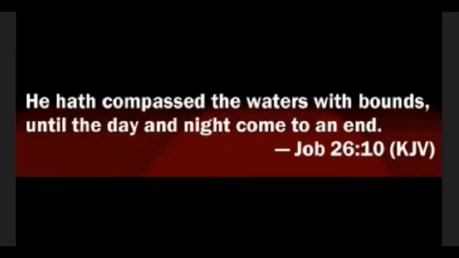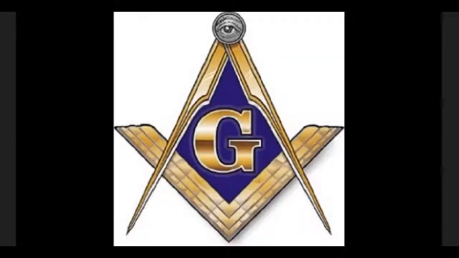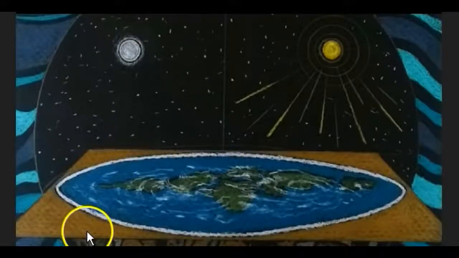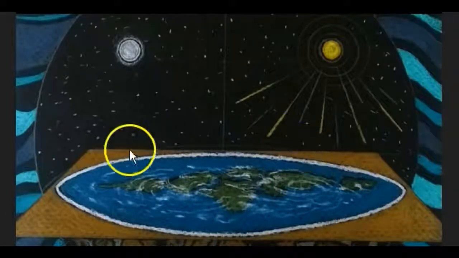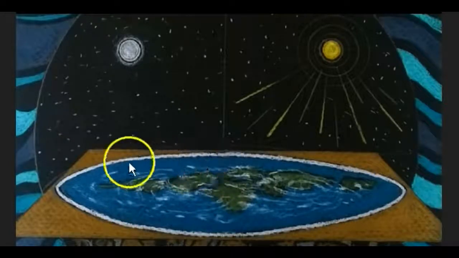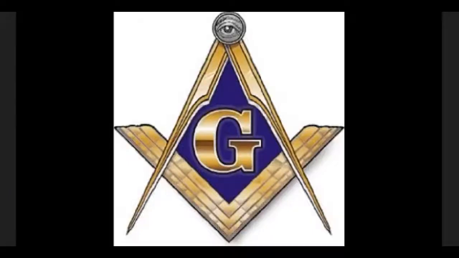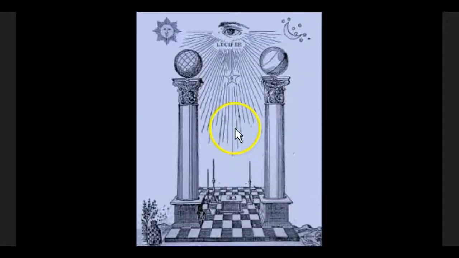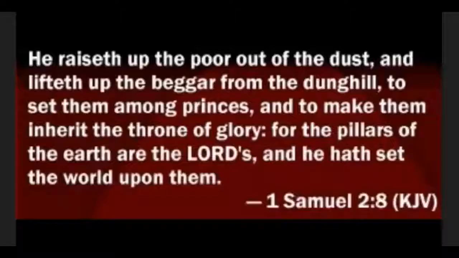So the concept of a compass, as you see here, this is the foundation of the world we live in. You have the circle within a square and the ice ring that surrounds the flat earth. The compass, and these are your bounds with a compass. This is the entire foundation. Of course, the concept of pillars as well is huge when it comes to Freemasonry. It's very simple once you understand the Bible. "For the pillars of the earth are the Lord's, and He hath set the world upon them."